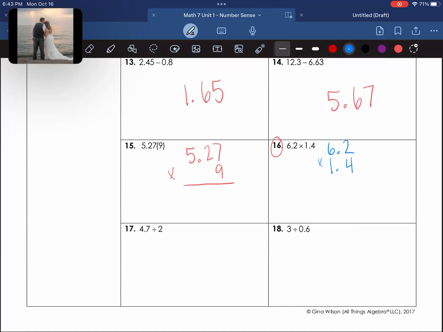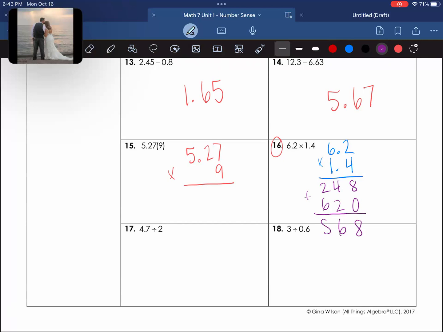Okay. I'm just going to ignore the decimals for now. So pretend they're not even there. We have 4 times 2, which is 8. 4 times 6, which is 24. Don't forget, add that 0 before you go to the next step. 1 times 2 is 2. 1 times 6 is 6. Now, just like normal, you add them together.